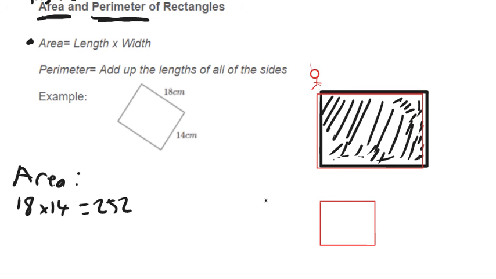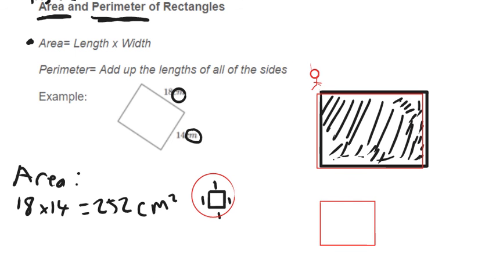Then the unit for area is always something squared. Because in this example we're given our measurements in centimeters, both of them are centimeters, then the answer is given in centimeters squared. So 252 centimeters squared. A centimeter squared is basically a little square that is 1 centimeter by 1 centimeter, one all the way around. So what we've figured out is that you can fit 252 of these little squares that are 1 centimeter by 1 centimeter into the big rectangle.